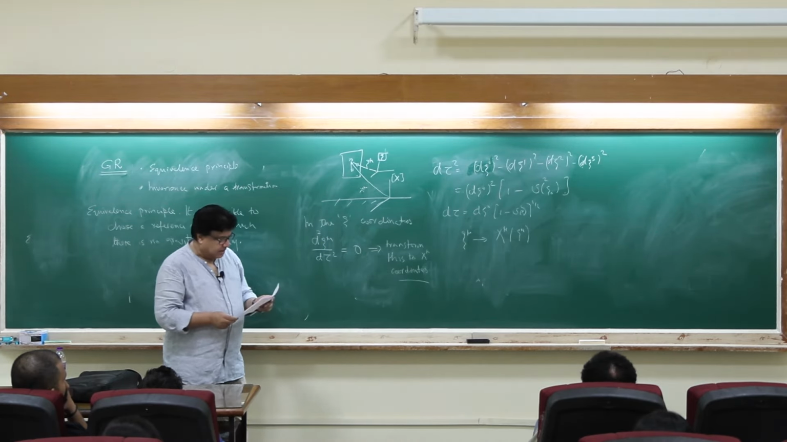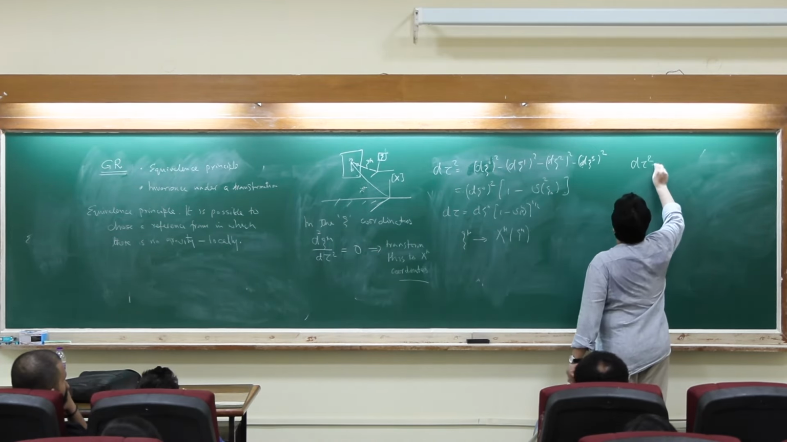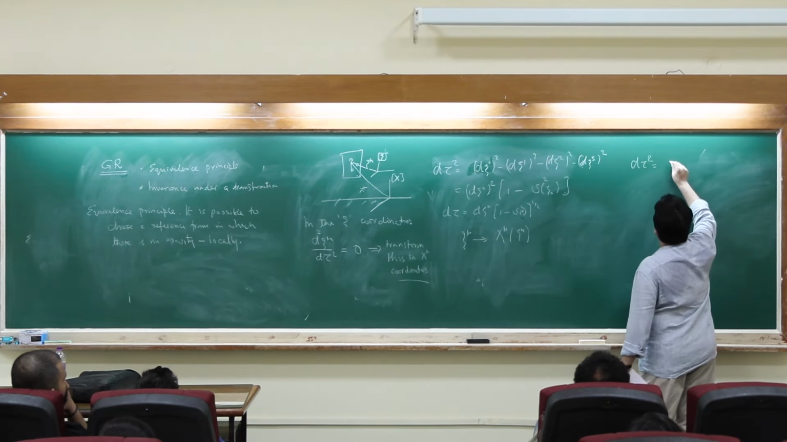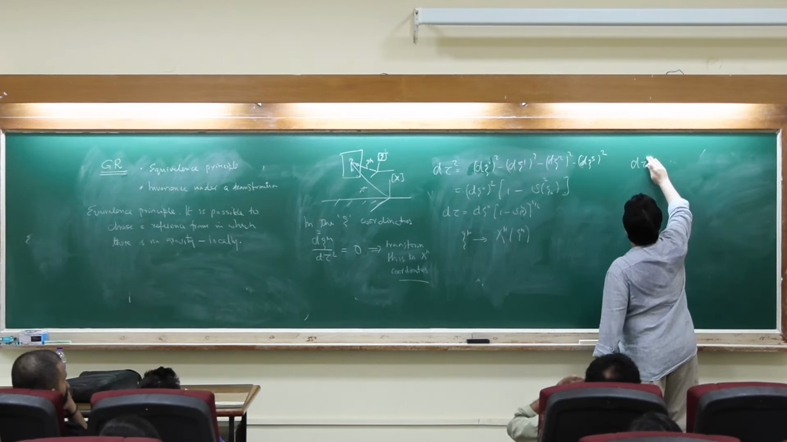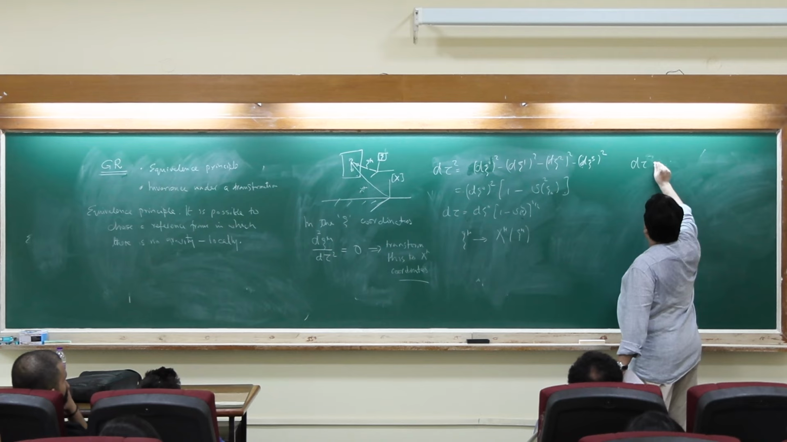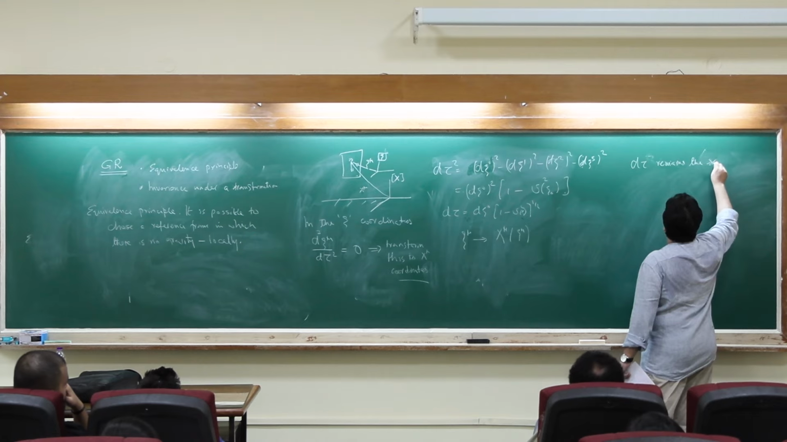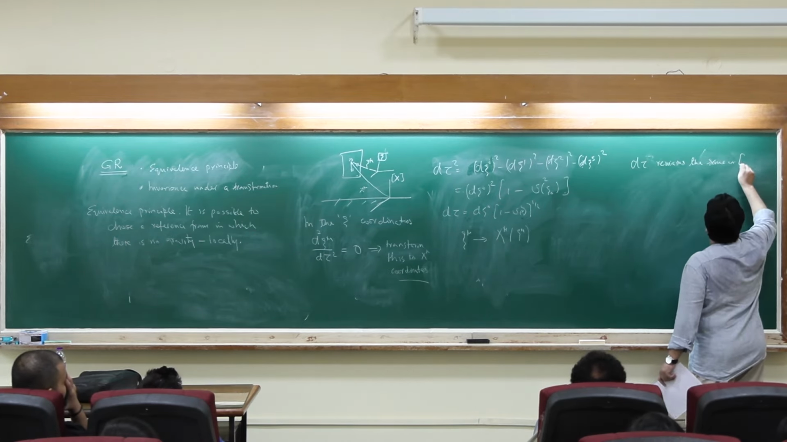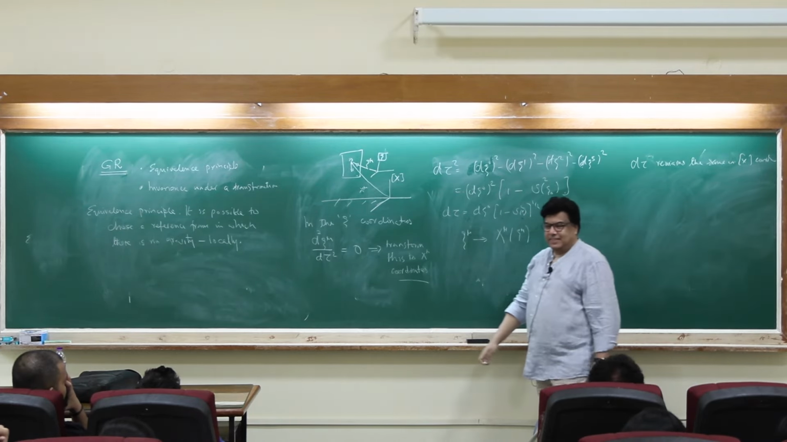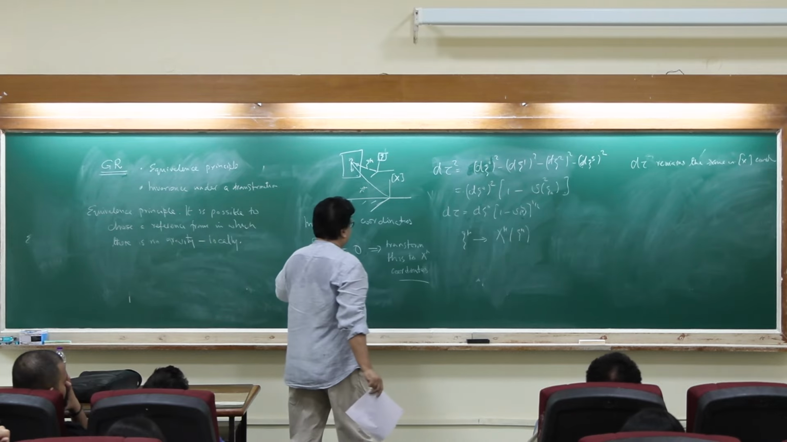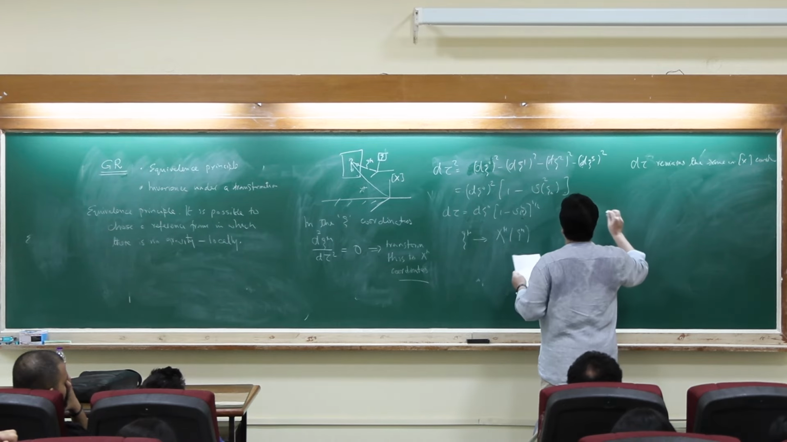Once you do that, d tau squared remains the same. I will not write the metric yet. I don't have a metric. D tau remains the same in x coordinates. So I'll use that. Now I just transform this equation, and for that I need a little algebra. So the algebra is here.